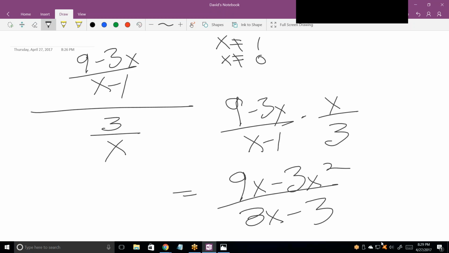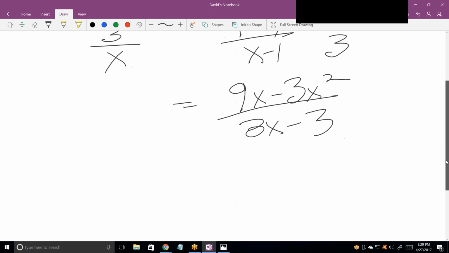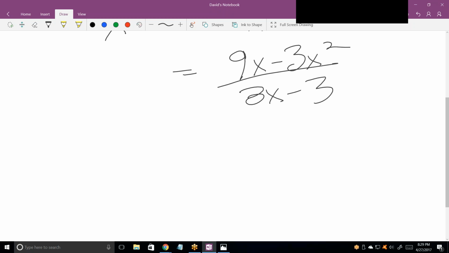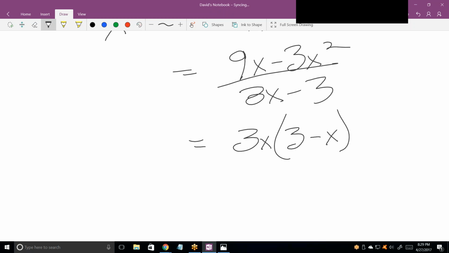You see any way of simplifying that? No. I don't either. But sometimes when there's numbers like this, it doesn't always jump out at you. So let's factor the greatest common factor out of the top. Let's factor the bottom. Now I see I can do something. What can I do?